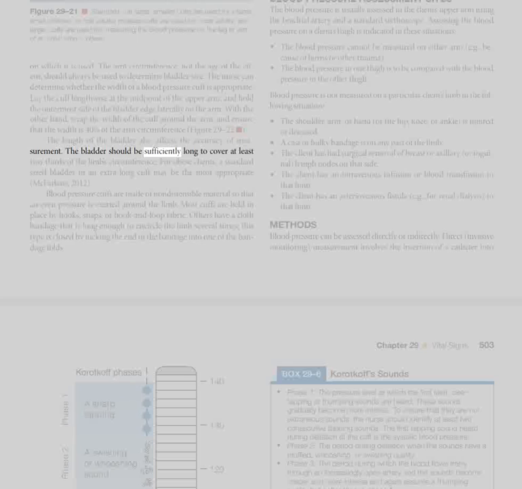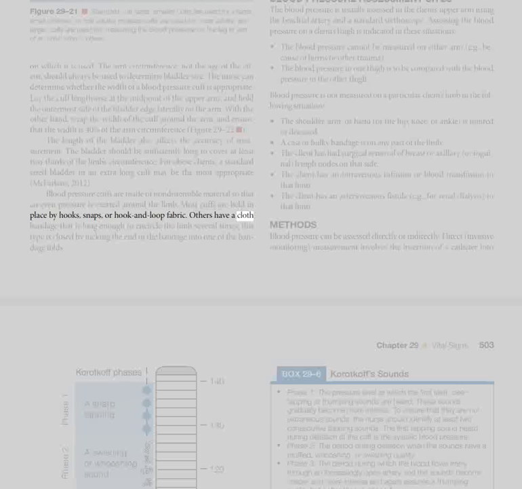The bladder should be sufficiently long to cover at least 2/3 of the limb's circumference. For obese clients, a standard-sized bladder in an extra-long cuff may be the most appropriate (McFarlane, 2012). Blood pressure cuffs are made of non-distensible material, so that an even pressure is exerted around the limb. Most cuffs are held in place by hooks, snaps, or hook and loop fabric.